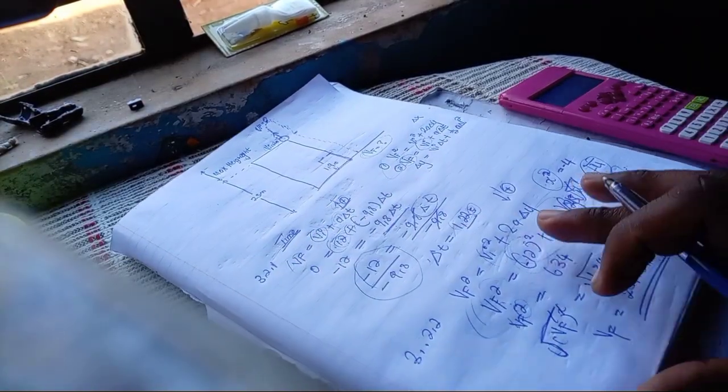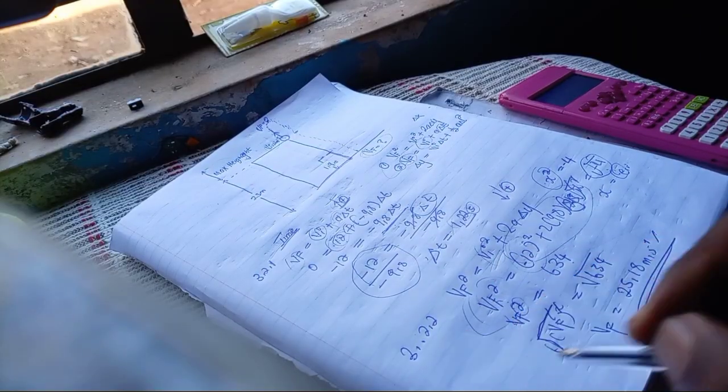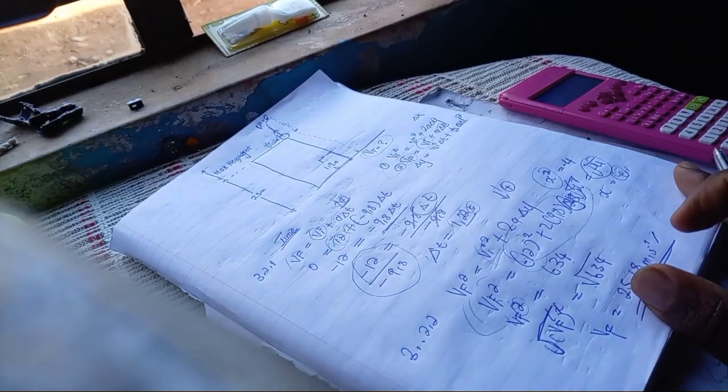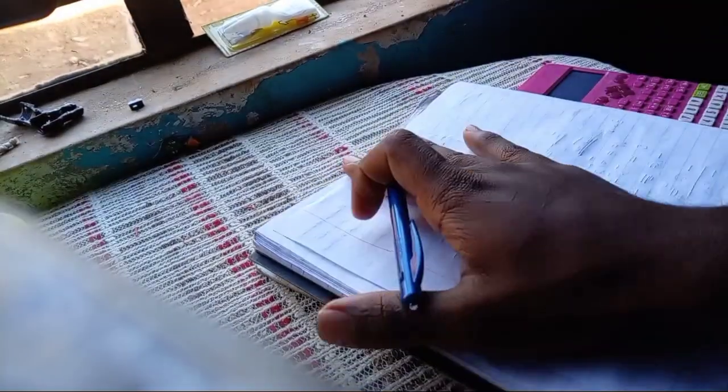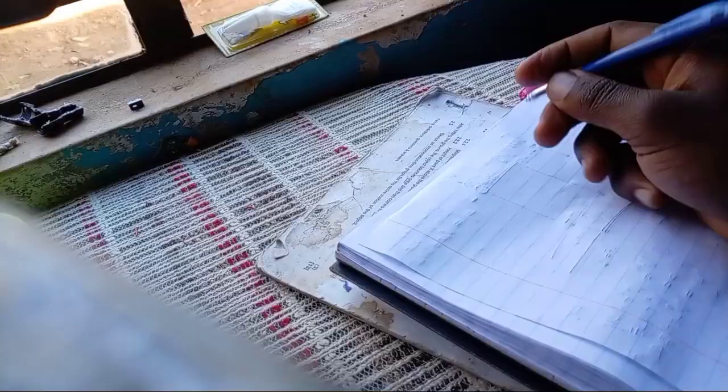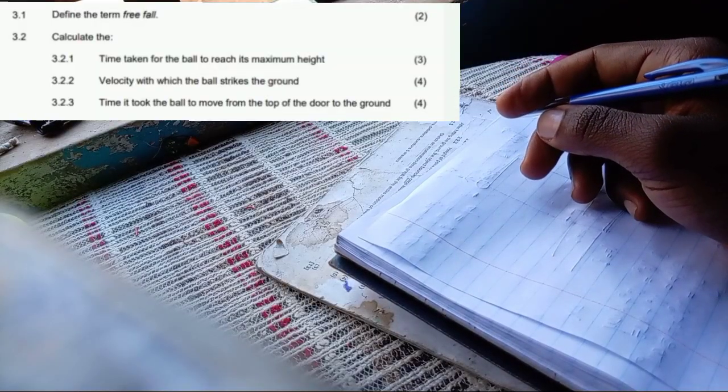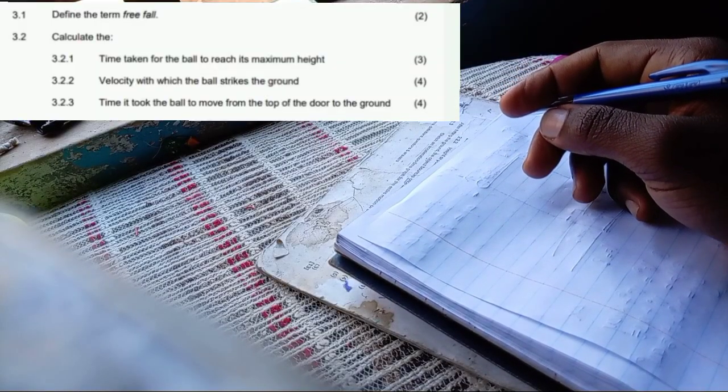So guys, we're done with 3.2.2. So we're going to be going to the next question. The third question, 3.2.3, says calculate the time it takes the ball to move from the top of the door to the ground.